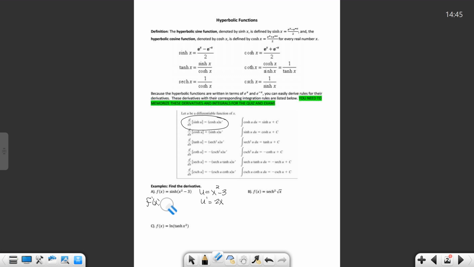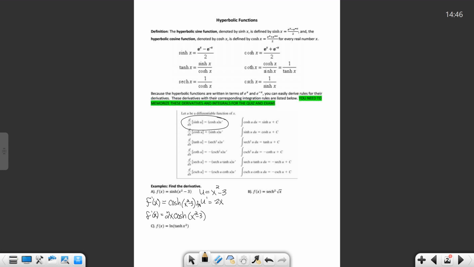Okay, so when I get this derivative, that's an equal sign. It doesn't look like it there. Sorry, I'm still getting used to our new software. So then it's going to be hyperbolic cosine of the same angle, times the derivative of the angle, so times u prime. Let me write it better right here. The derivative would be 2x times the hyperbolic cosine of x squared minus 3.